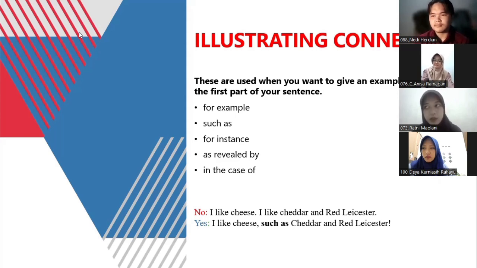The illustrating connectives include for example, such as, for instance, as delivered by, and in the case of. These connectives help to make your text richer by providing additional information, for example, that clarifies the point you've made. And here are two examples.